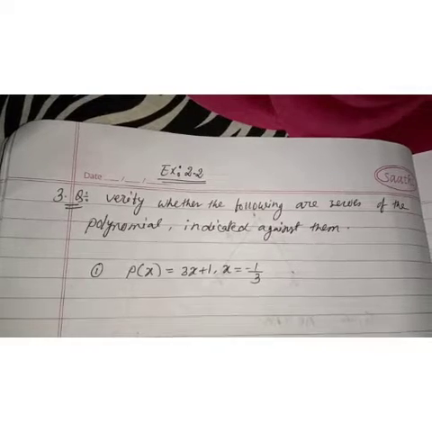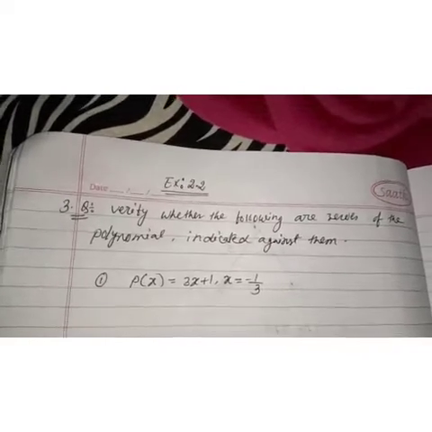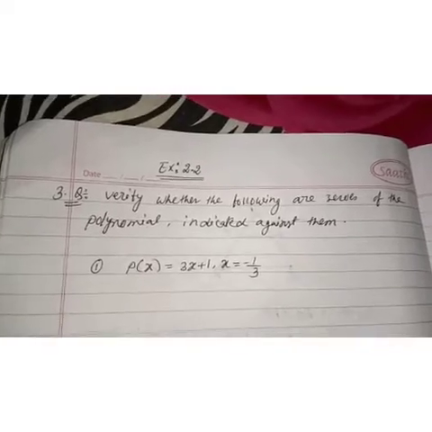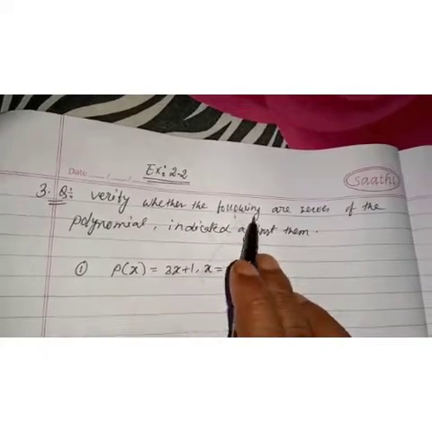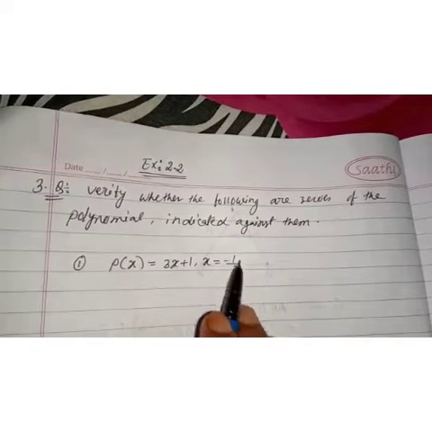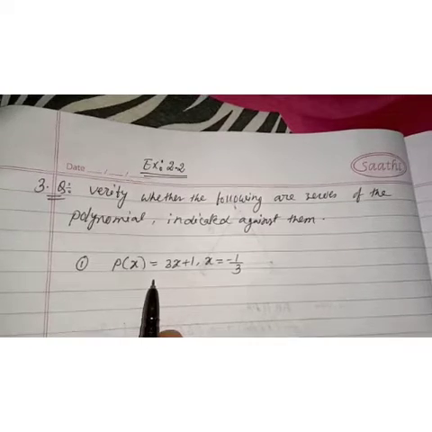Exercise question number 3. Today we will discuss question number 3, exercise 2.2. Verify whether the following are zeros of the polynomial indicated against them. Means, suppose question number 1, p(x), polynomial of x is 3x plus 1 and x is equal to minus 1 by 3. You have to verify whether minus 1 by 3 is a zero of this p(x) or not. There are 8 questions, but I am going to solve 3 of them, and others you can do as homework.